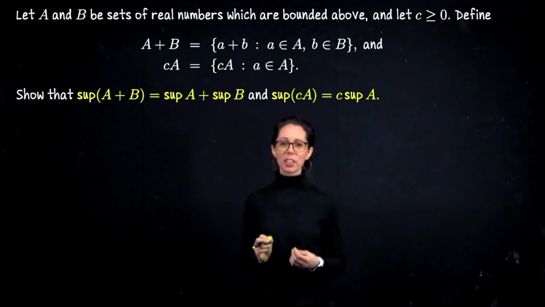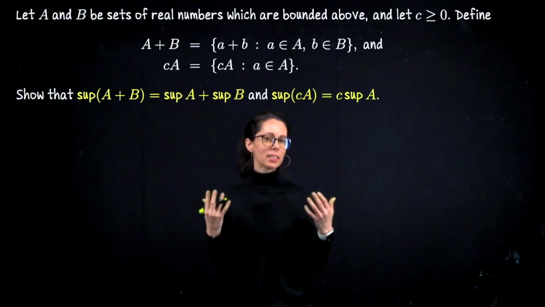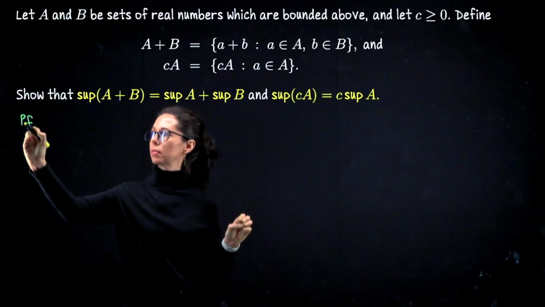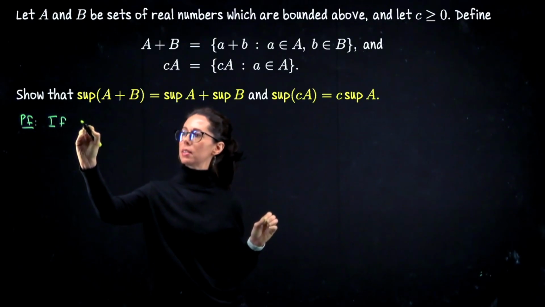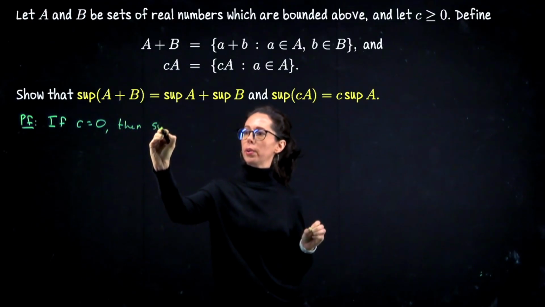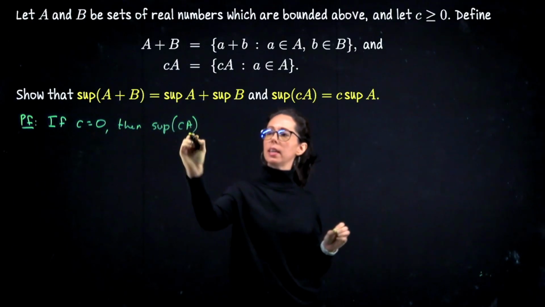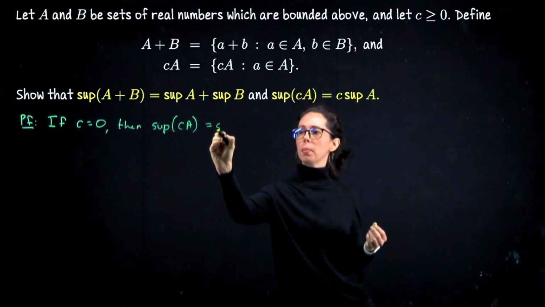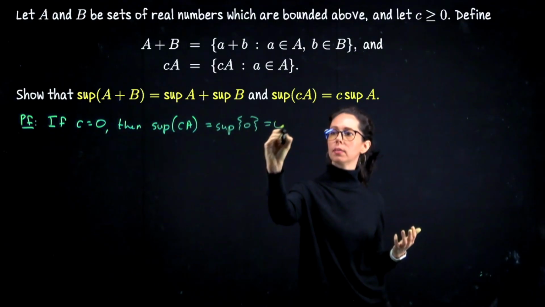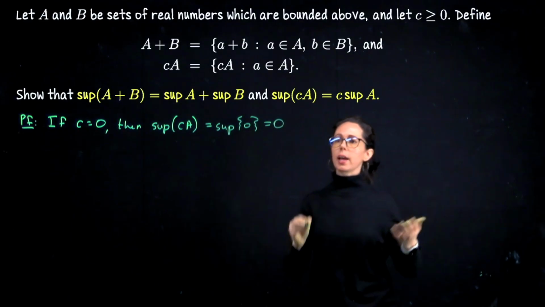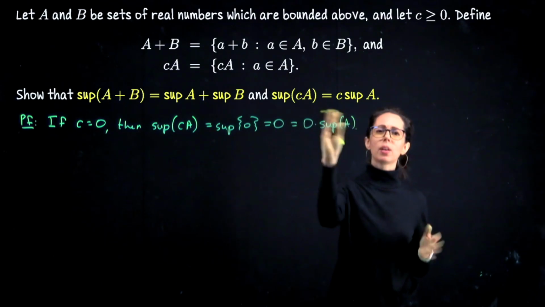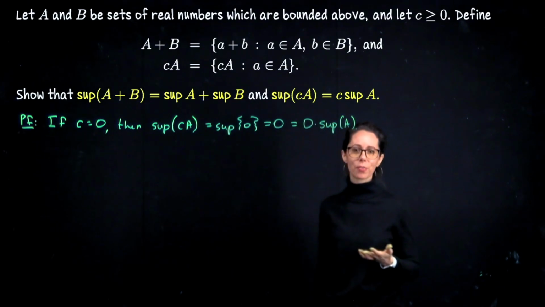First thing we should do is handle the easy case, which is what if C is 0? Because notice here I said C is greater than or equal to 0. If C equals 0, then the supremum of the set CA is just the supremum of the single element set 0, which is 0 itself, which is equal to 0 times whatever the sup of A was. And we're done. So suppose that C is greater than 0 for the rest of the proof.